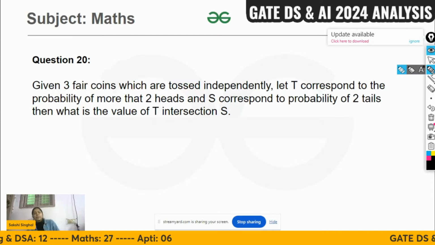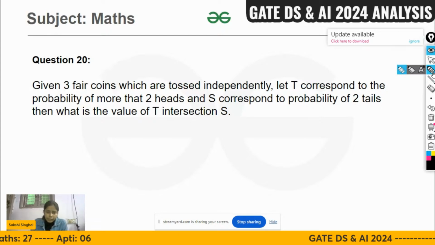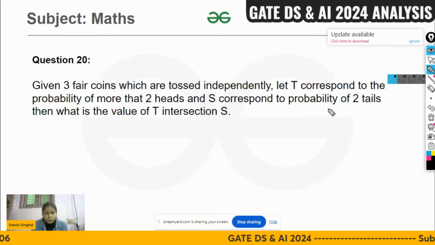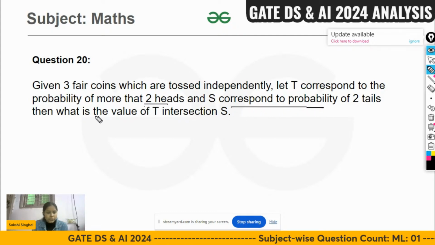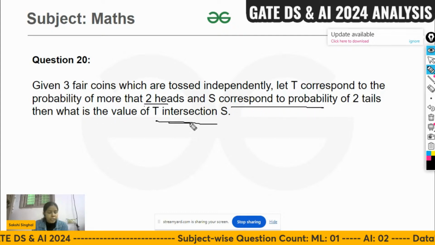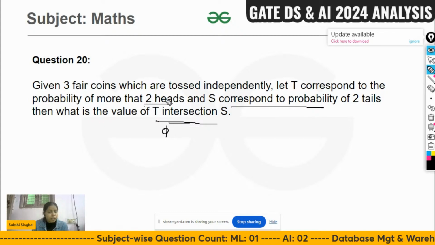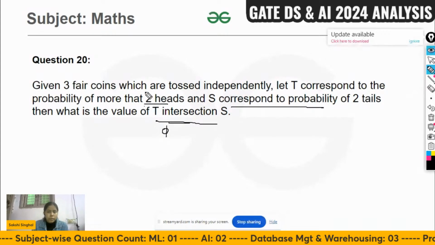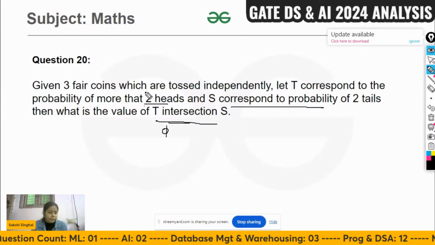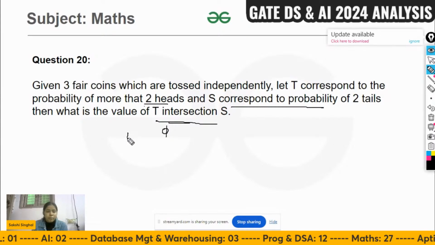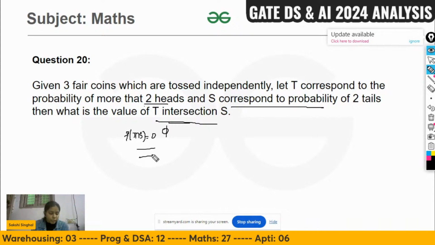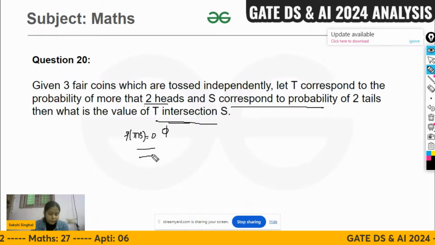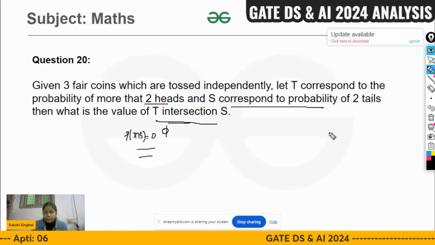Just tell me, guys. Given three fair coins which are tossed independently, T corresponds to more than two heads and S corresponds to two tails. So if you take T intersection S, that would be fine, because if you are getting more than two heads, then you cannot get two tails. So the probability of T intersection S would be 0 in this case. So 0 would be the answer.